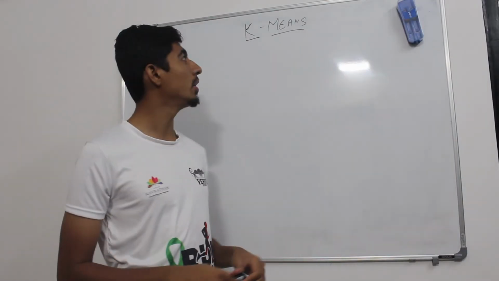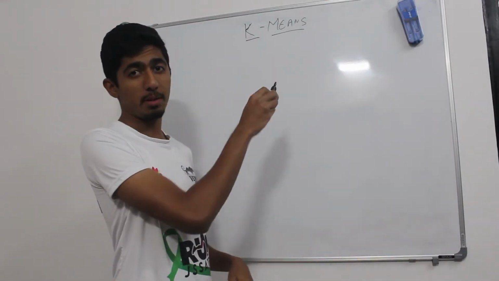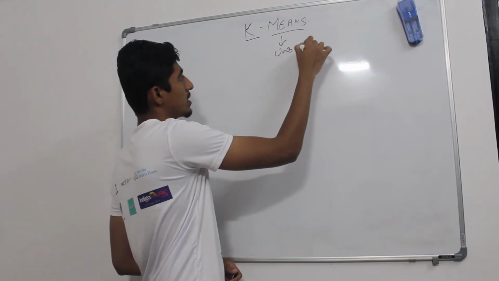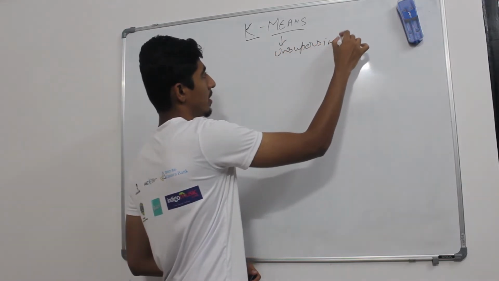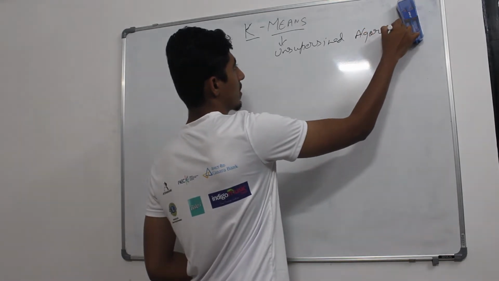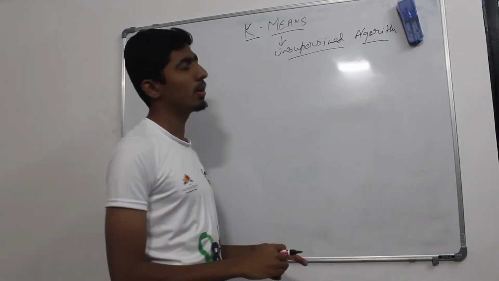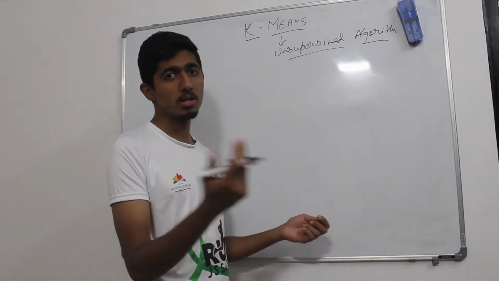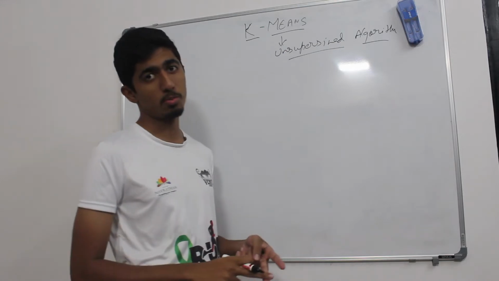In this class we'll be learning an algorithm called K-means, which is an unsupervised learning algorithm. Basically, in machine learning algorithms you have two types. You guys might know that already: supervised and unsupervised.